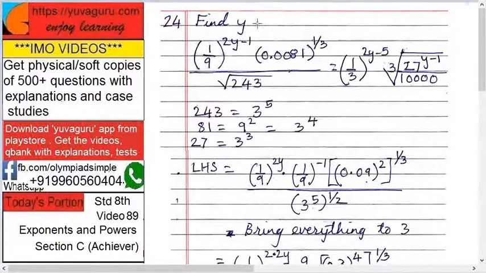Next, find y. If this is given, now what is given? 1 by 9 raised to 2y minus 1 into 0.0081 raised to 1 by 3, the whole upon root of 243 equals to 1 by.